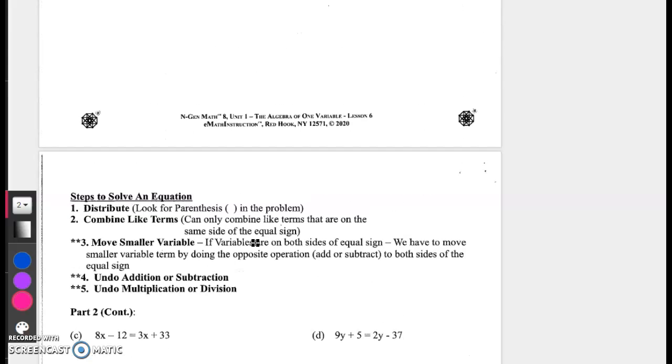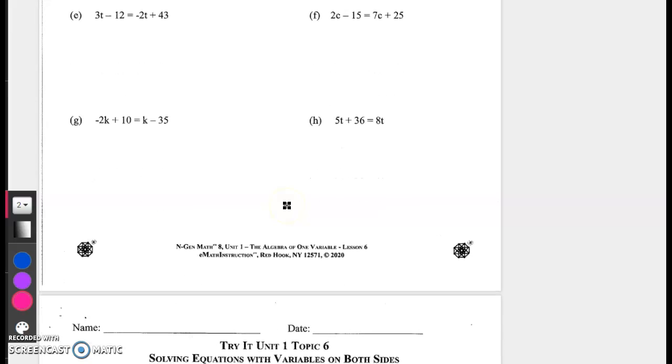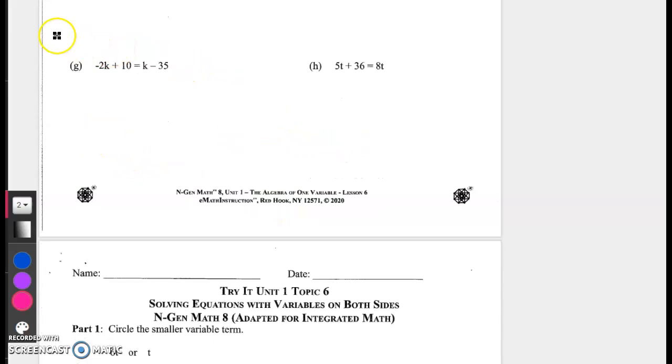In class, we did C, D, E, F, and I believe that's where we stopped. So we are going to do just G and H together right now. I would recommend writing it down in your notes. So if you don't have your notes out and ready, just pause the video so you can grab your notes.